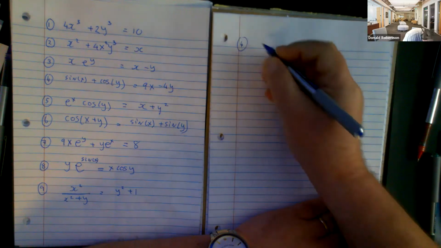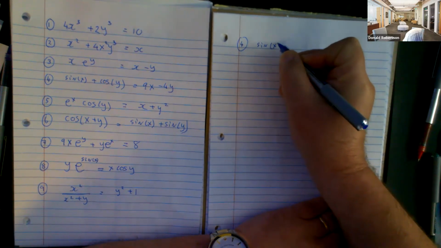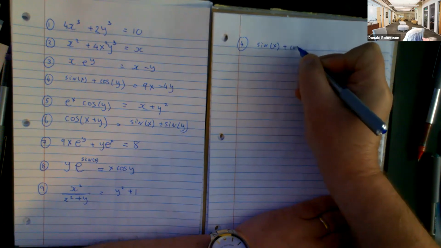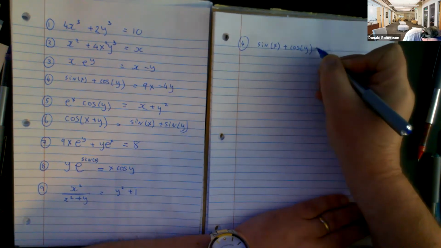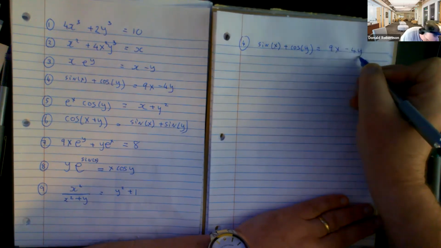4 is a trick. Sine of x plus cosine of y is 9x, take away 4y.